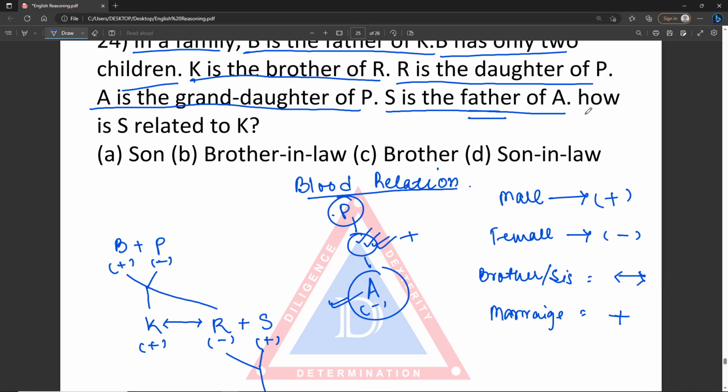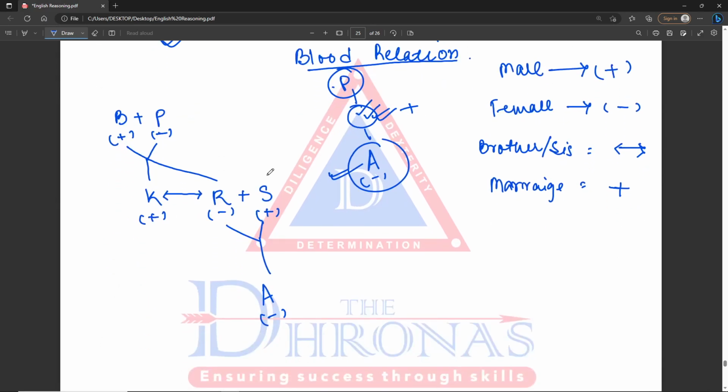So what does the question say? How is S related to K? Who is S? S is the husband of R and R is the sister of K. That means S is the brother-in-law of K. Brother-in-law. Okay. Hope you got this question.